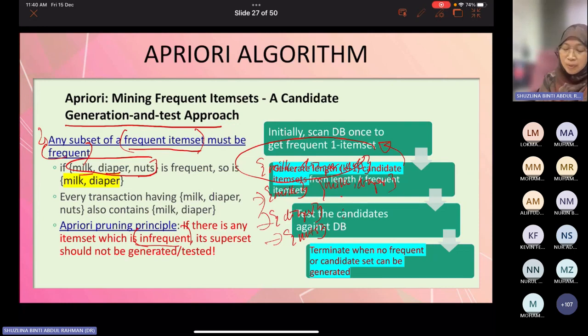But what I'm trying to show is that first we have to scan the database to get the frequent one item sets, and then we generate the length k plus 1 candidate item sets from the frequent item sets. Then we test the candidates against the database that we have, and finally we terminate when no frequent set or candidate set can be generated.